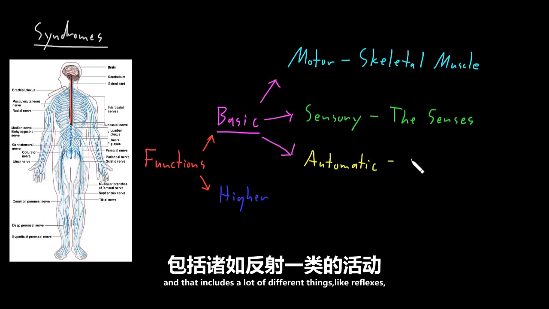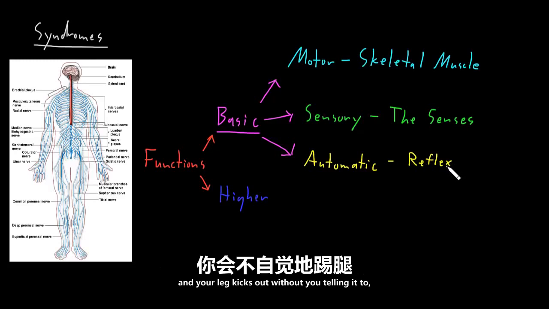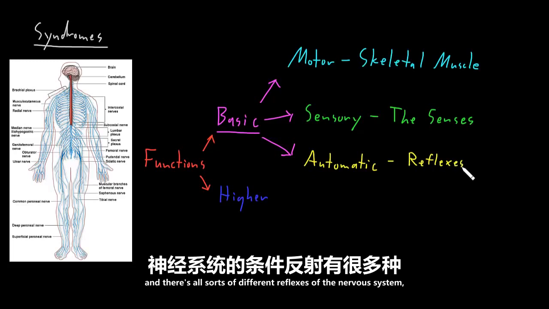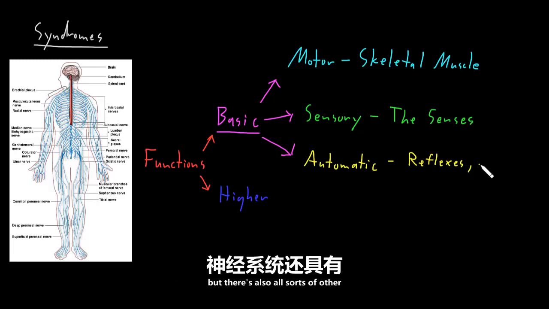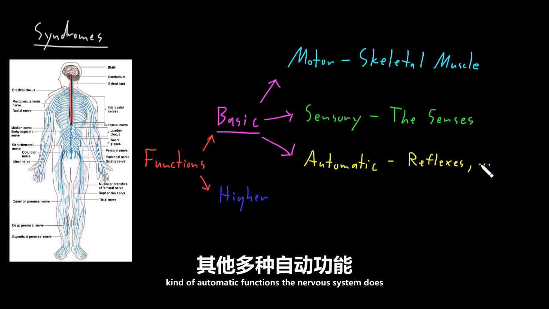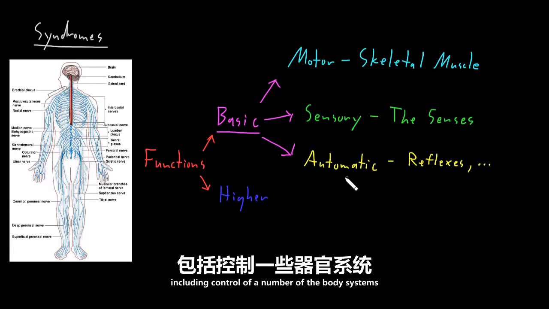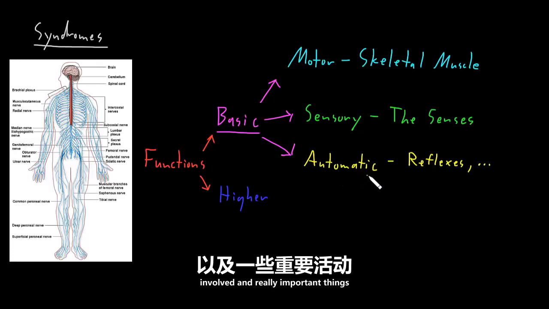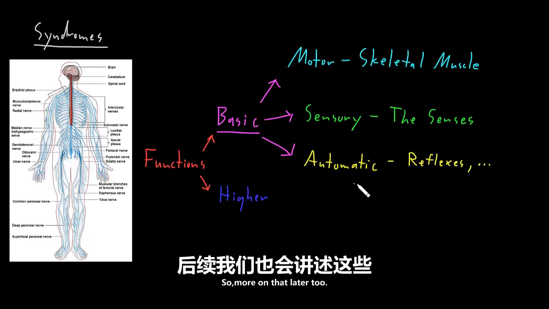And that includes a lot of different things like reflexes, like when your doctor taps on your knee at the clinic and your leg kicks out without you telling it to. And there's all sorts of different reflexes of the nervous system, and we'll go over a few of them in later videos. But there's also all sorts of other automatic functions the nervous system does without requiring the involvement of consciousness, including control of a number of the body systems involved in really important things like circulation, respiration, and digestion. So more on that later too.